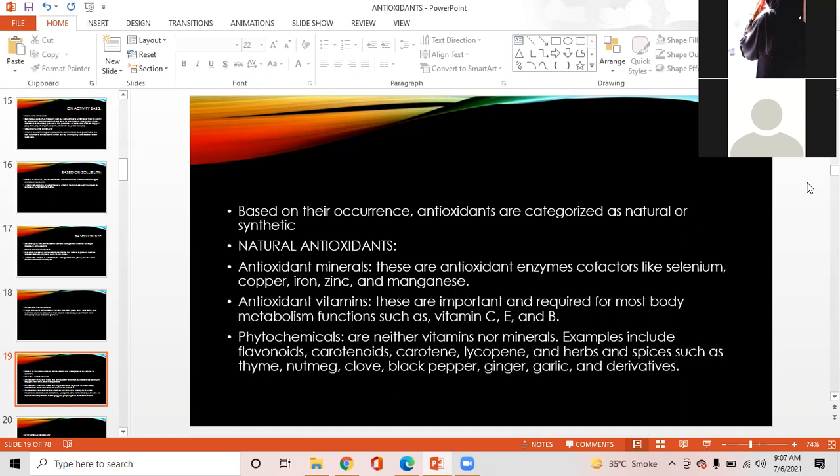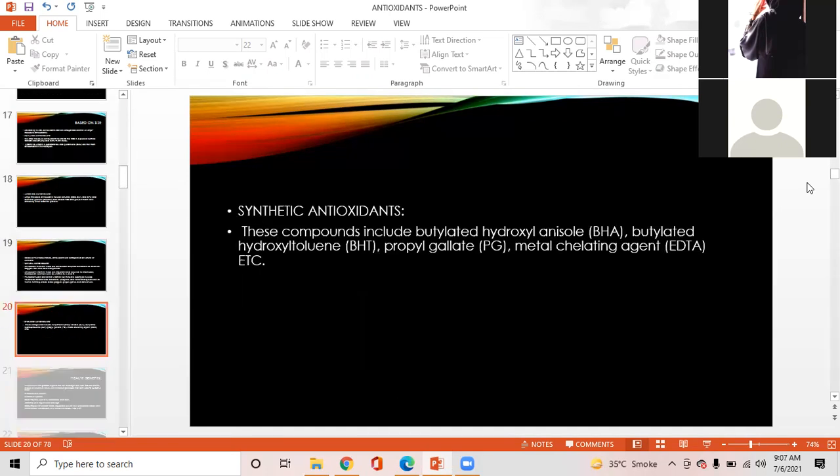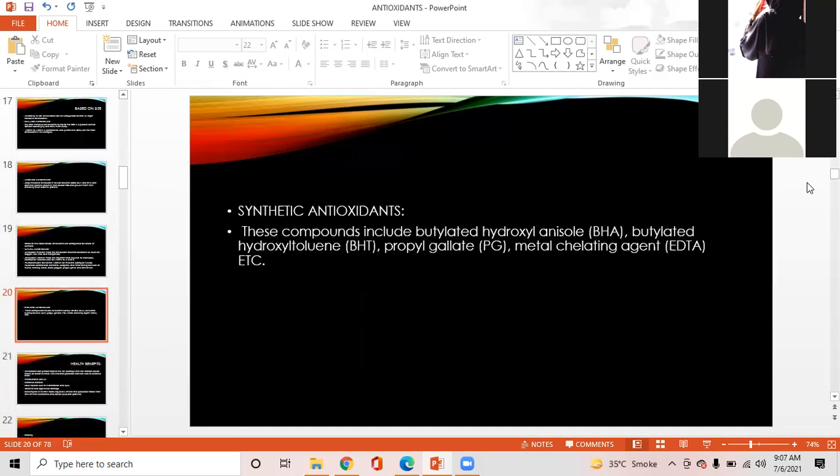Phytochemicals are neither vitamins nor minerals. Examples include flavonoids, carotenoids, carotene, lycopenes, and herbs and spices such as thyme, nutmeg, clove, black pepper, ginger, garlic, and derivatives. Synthetic antioxidants are compounds that include butylated hydroxyanisole, butylated hydroxytoluene, and metal chelating agents like EDTA, etc.